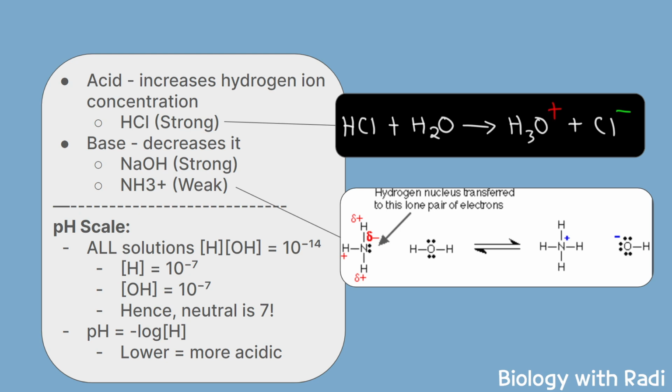So the pH scale is what we use to measure how acidic a solution is. A pOH scale also technically exists to measure how basic a solution is, but we like to stick to one since they basically tell the same information.